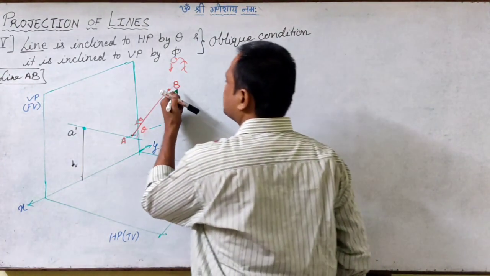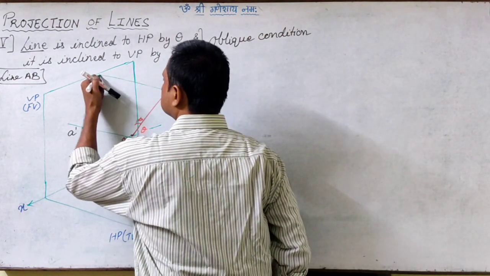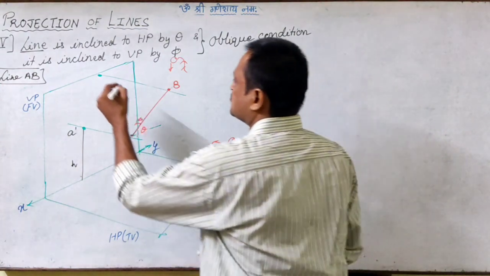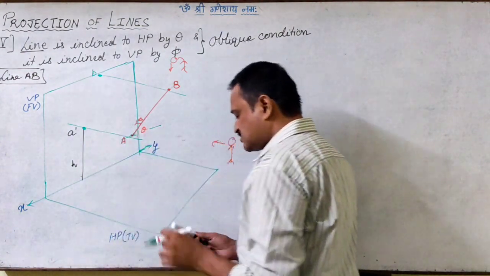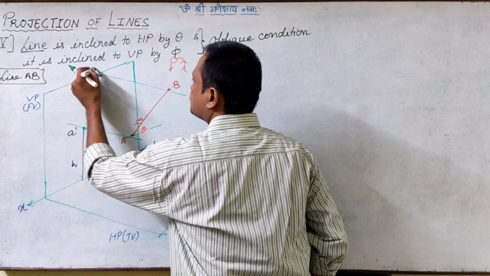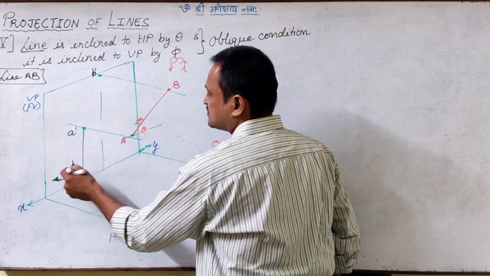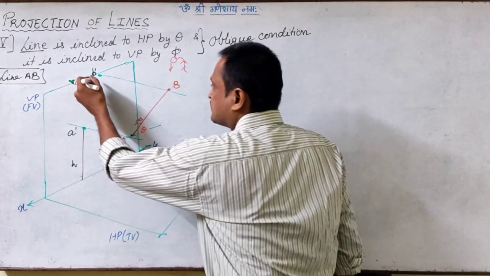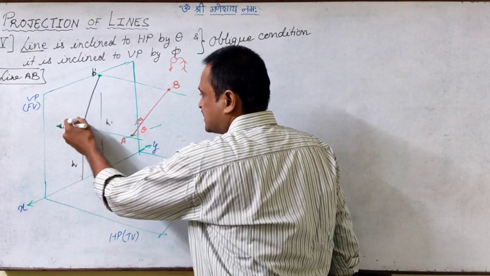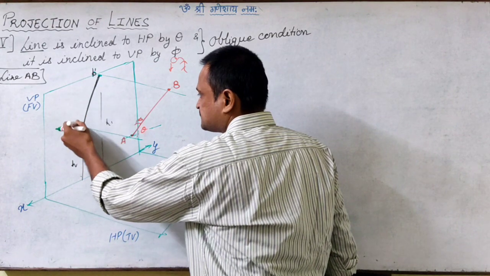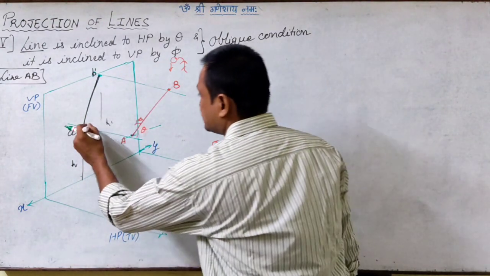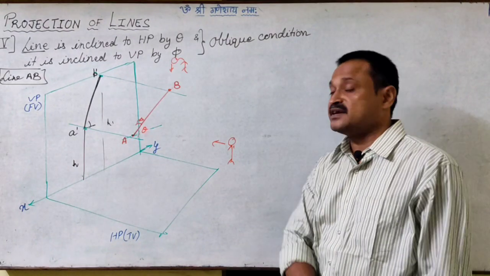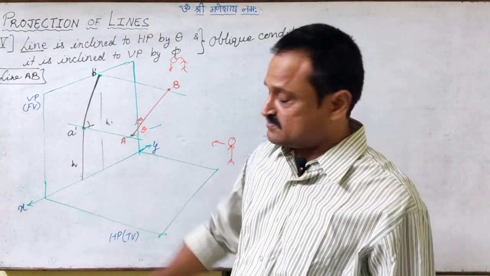Then definitely the height of B is different from the height of A. So now we will pass the projector through B. It is going to meet somewhere on the vertical plane, so there I get the front view image of B as B dash. But the height of B will be something other than the height of A. So I will get the front view image A dash B dash, maybe something like this, which will be definitely inclined to the reference line XY. We'll talk about the inclination afterwards.